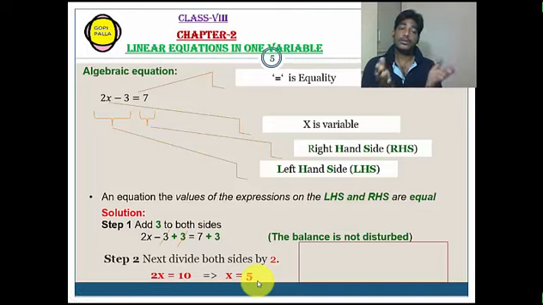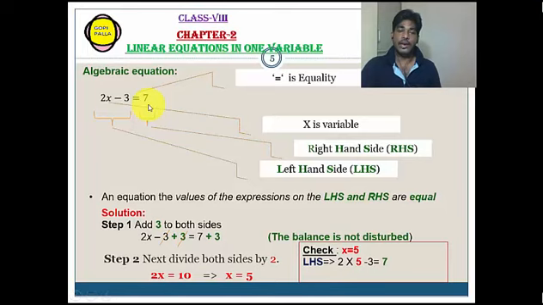How do we check whether the steps you have done and the solution you got are correct or not? We should always substitute this x value in the equation that was given for solving. So here in 2x minus 3, substitute 5 in place of x, and 2 into 5 minus 3 is equal to 10 minus 3, which is equal to 7.